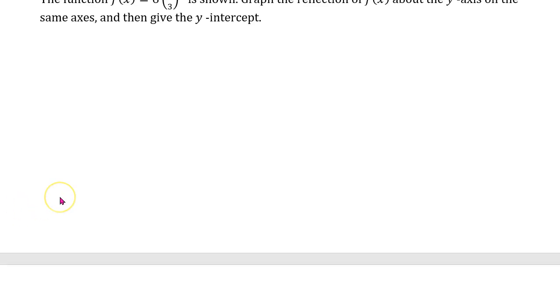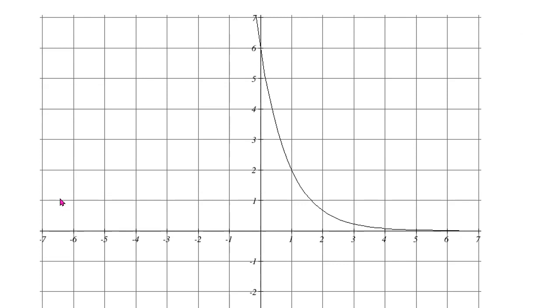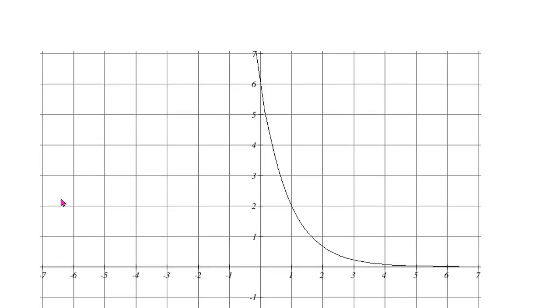So our graph is 6 times 1/3 to the x. Let's write this here at the top. 6 times 1/3 raised to the x power. This is our function f of x. What we want to do is reflect this function about the y-axis, which is this one.